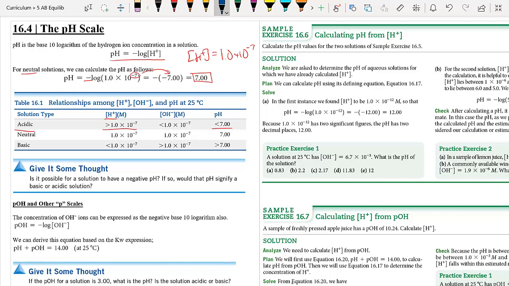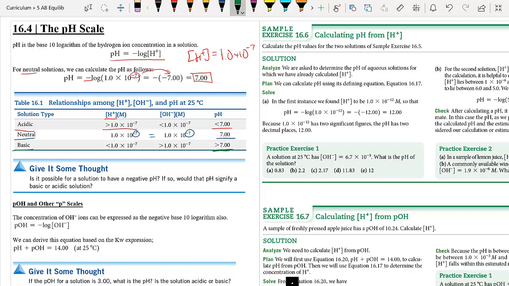The second connection that we want to make here is neutral solutions. They're going to have hydrogen of 10 to the negative 7, hydroxide also 10 to the negative 7. So these two concentrations must be equal to one another. You will have a pH value of 7 as well. Final thing here is for all basic solutions, hydrogen is less than 10 to the negative 7, hydroxide is greater than 10 to the negative 7, and your pH will be above 7.0.